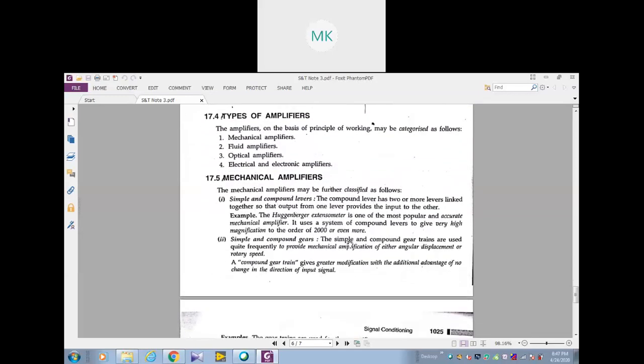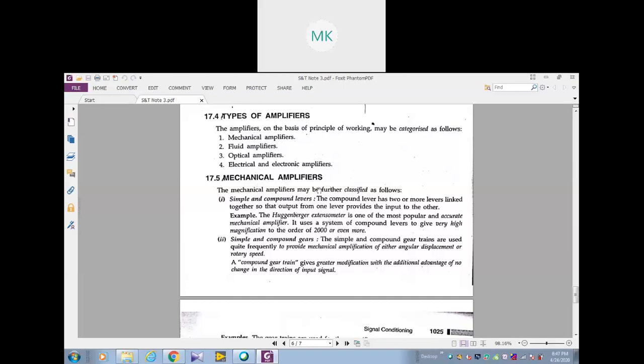Types of amplifiers: mechanical amplifier, fluid amplifier, optical amplifier, electrical and electronic amplifier. This one is very easy for electrical students. You can easily understand electrical and electronic amplifiers. Now for optical, fluid and mechanical amplifiers, a brief introduction is given here, no need to worry about this.